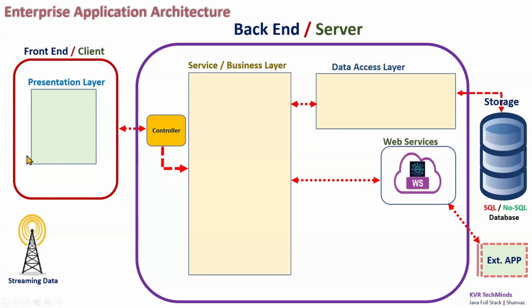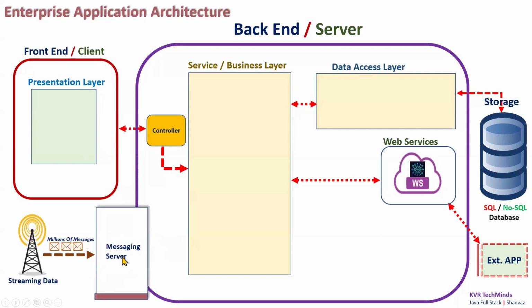And you have another type called streaming data. Streaming data is data which is moving from one place to another. Take the example of Twitter. Across the entire world, a lot of tweets reach the Twitter server, and tweets keep moving from one server to another, one computer to another. We call such data streaming data. If you want to process this streaming data, you need a messaging server.